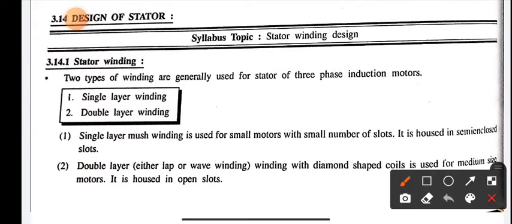One is single layer winding and another is double layer winding. Now what is single layer and what is double layer, that you already studied in your machine classes. Now we will be revising it.